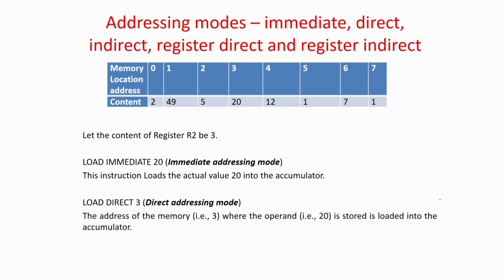Okay. So, now let us go to some concrete examples. Let us take a very simple memory which has locations from 0 to 7 and the contents are 2, 49, 5, 20, 12, that is this way. And let us assume that we have a register whose content is 3.